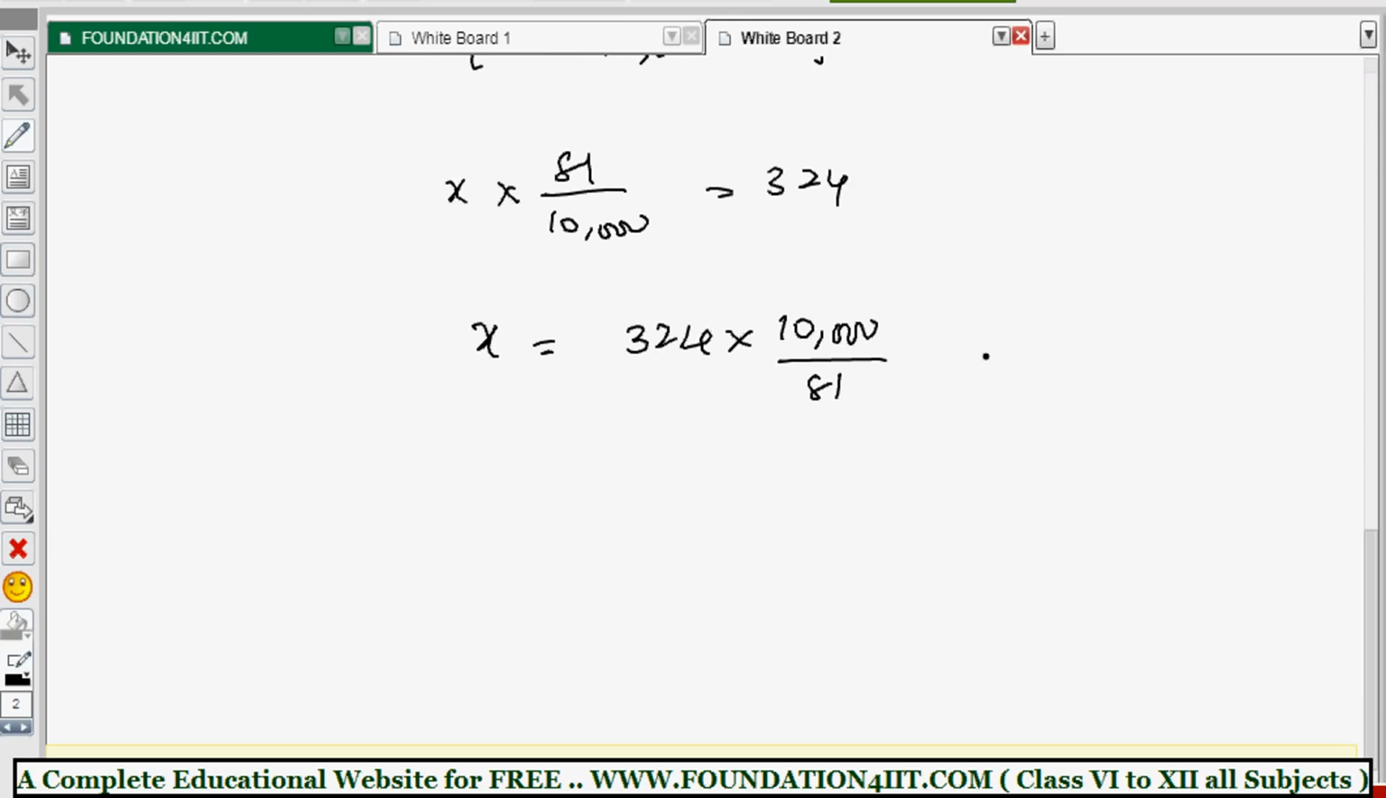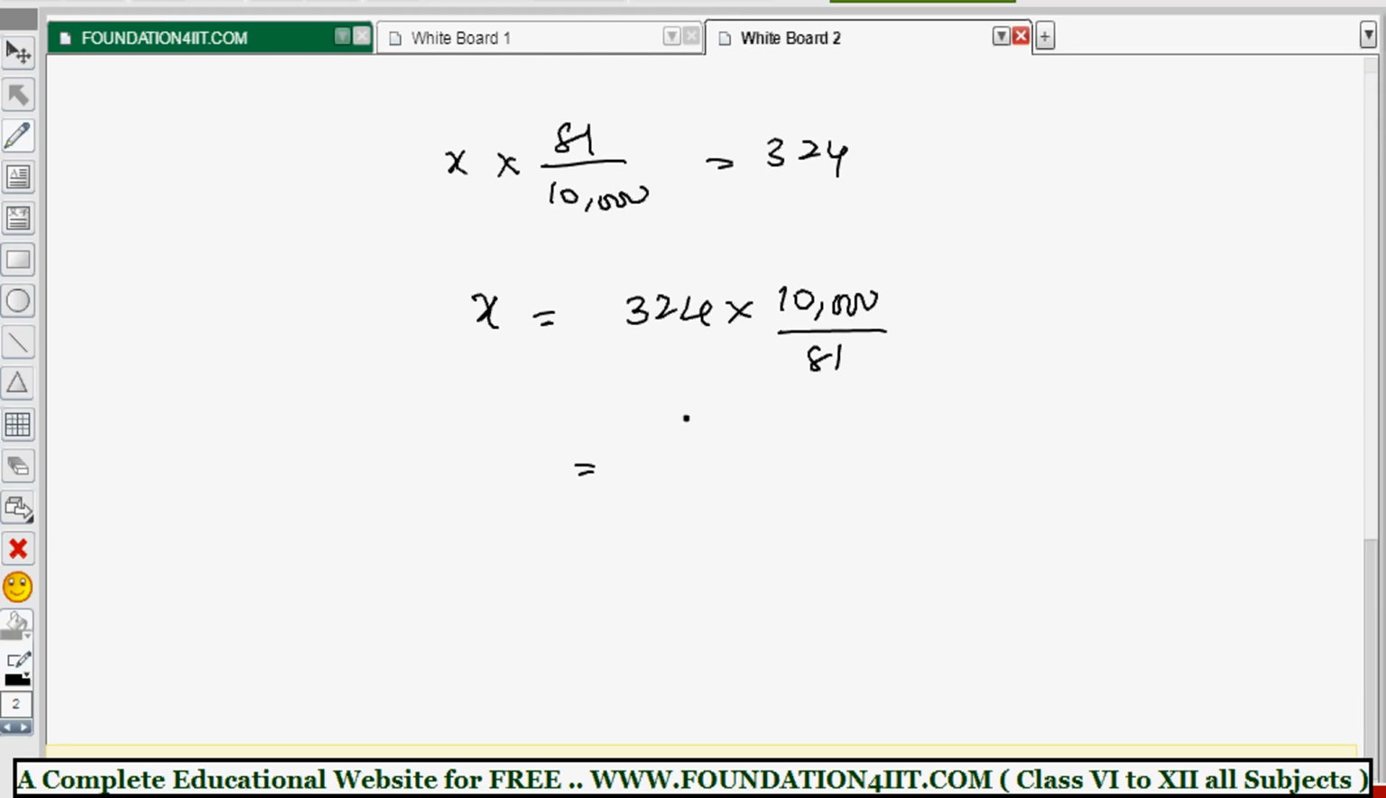So directly we can cancel. This is the 81 table. 81 fours are 324, right? 4 into 10,000 is 40,000. That is x. Simple. Hence the required sum, the principal, is 40,000.